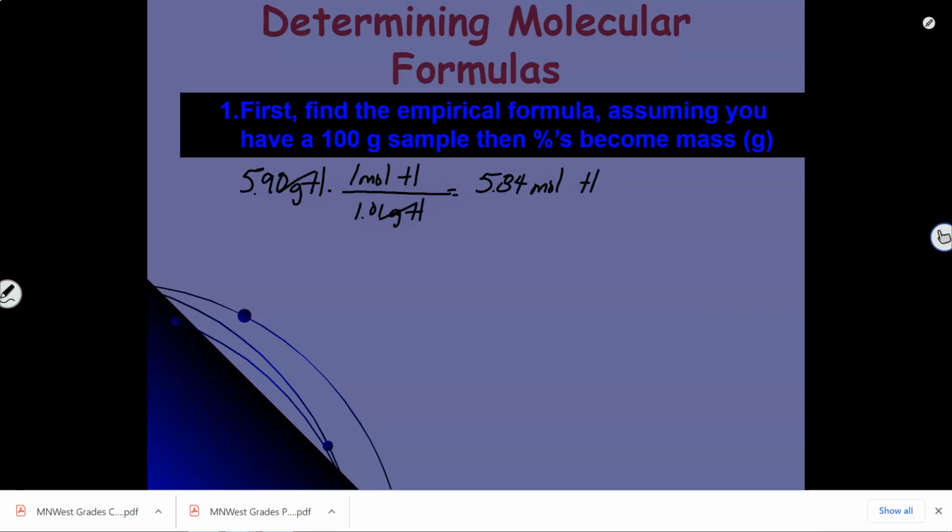Okay. Now I need to do the same thing for oxygen. I had 94.1% of oxygen. We're just going to convert that to grams. We're going to say we have a 100-gram sample, so this would be my 100-gram sample, taking this times 1 mole of oxygen is 16 grams of oxygen off of the periodic table. This gives us 5.88 moles.